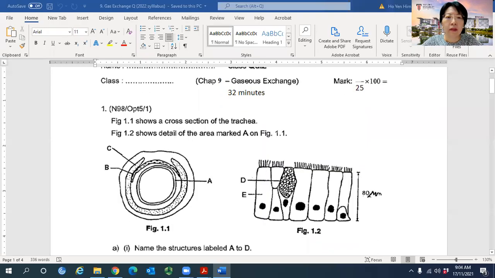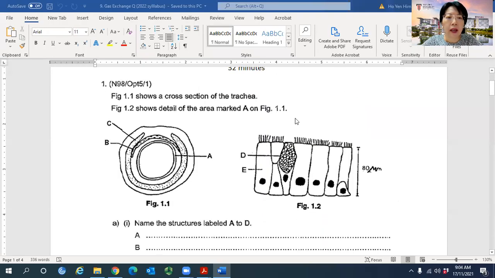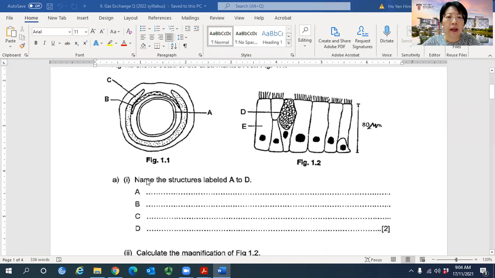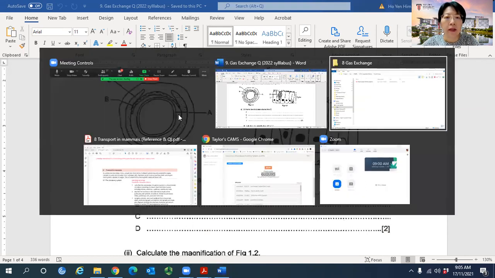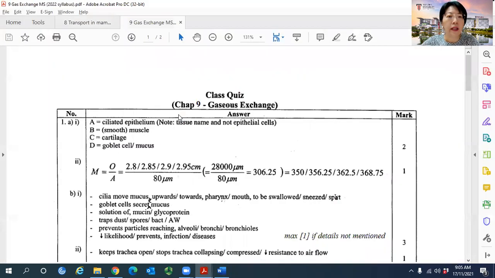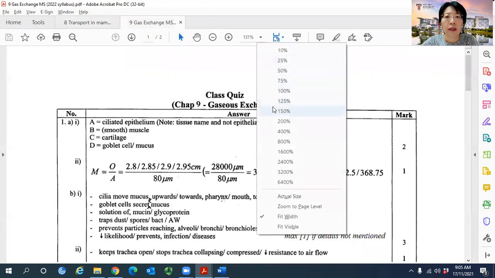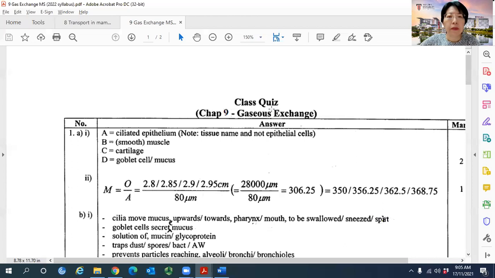So in this question number 1, A, name the structures labeled A to D. So figure 1.1 is actually a plan diagram. So when you label the name of A, B, and C, it must be the name of the tissue. Okay, so A is endothelium. So please mark your answer now.